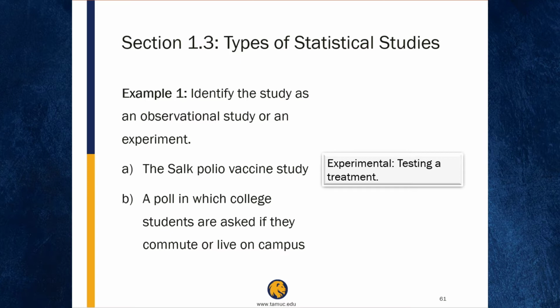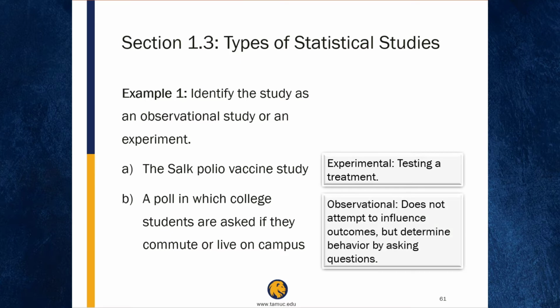On the other hand, a poll in which college students are asked if they commute or live on campus would be considered observational because it does not attempt to influence outcomes, but just determines behaviors by asking questions. So that's the big difference here, experimental versus observational. Experimental, there's something done or given in order to try to cause a change, whereas observational, merely observing, asking questions, and recording the results, but not trying to influence any change.